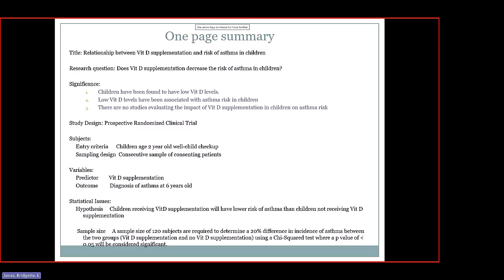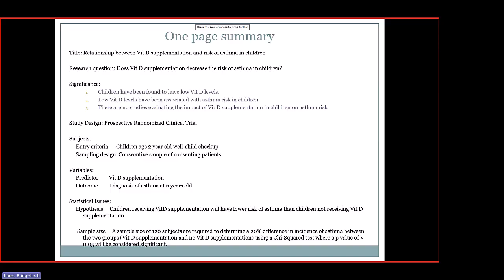So you want to include children. Let's say you want to go down to 2 years of age and up, and recruit them at, I don't remember what I put here, child checkup. I don't know what that means, but 2 years and up might be your entry criteria. And for your sampling design, you will have just consecutive sampling of consenting patients. So you're just going to enroll kids as they come into the clinic with a convenient sampling method.